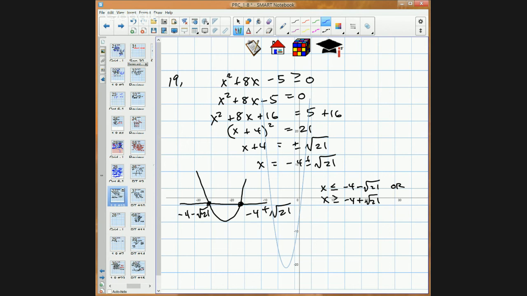Solve the inequality and graph it on the real number line. So number 19: x squared plus 8x minus 5 is greater than or equal to 0. For a while we're just going to pretend and look at the equal part, because we want to find where this parabola crosses the x-axis first. So do it just like you learned in previous days.